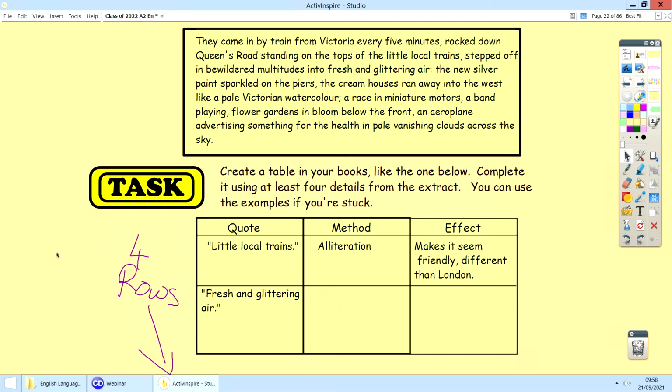I would like you to do at least 4 rows for this. So columns go down, rows go across. So you need these 2, and you can take the first one, that's fine. You need to complete 3 more, please. So pause the video and go ahead and do that now, and then come back.